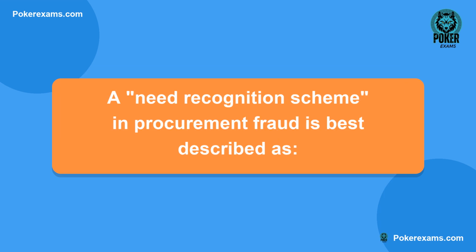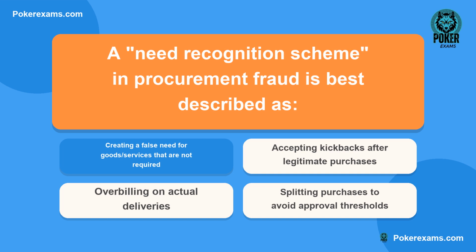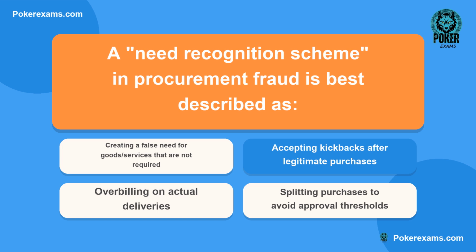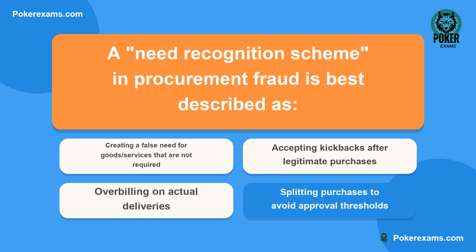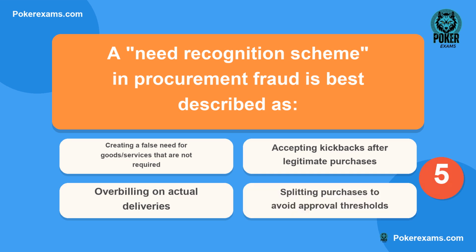A need recognition scheme in procurement fraud is best described as: is it A, creating a false need for goods/services that are not required? Or B, accepting kickbacks after legitimate purchases? Could it be C, overbilling on actual deliveries? Or lastly D, splitting purchases to avoid approval thresholds?